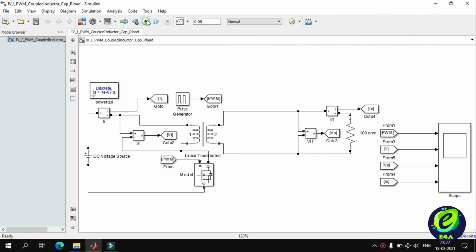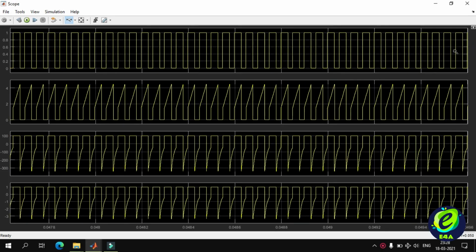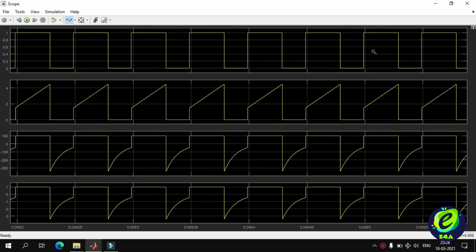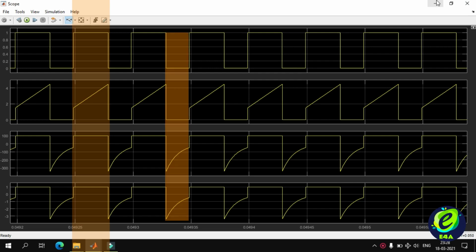Let us run the previous simulation again and observe the waveforms. After proper magnification, we can see that during turn on time, that is when the PWM pulses are high, the primary winding is getting charged with its current increasing linearly, and we can see that the output voltage and output current are constant.